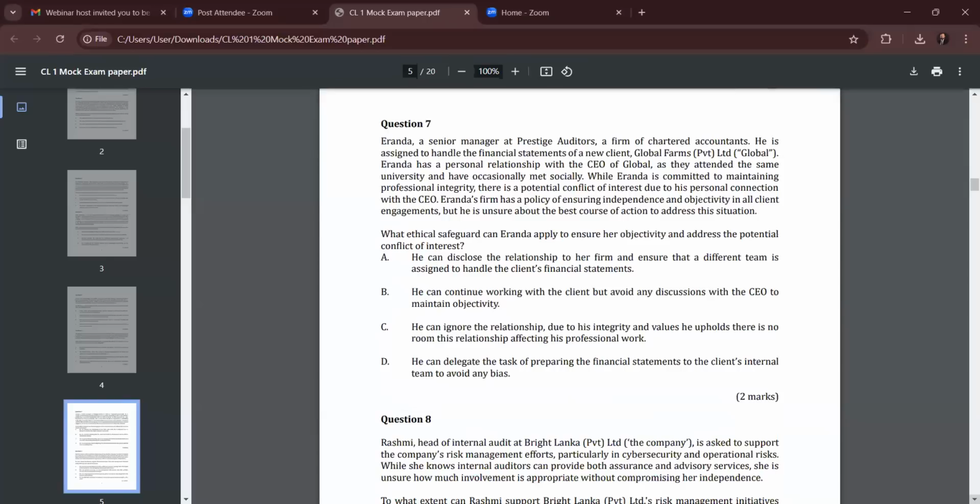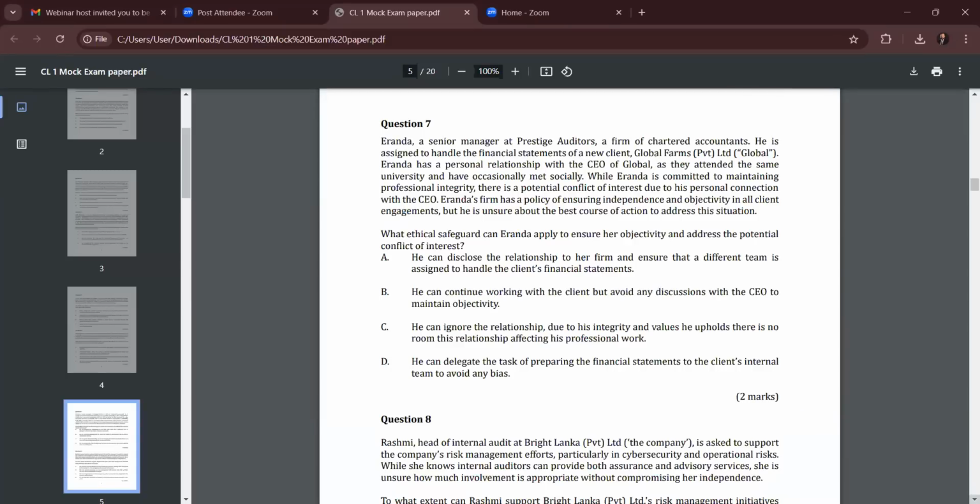Look at question number 7, everyone. Eranda, a senior manager at Prestige Auditors, a firm of chartered accountants, is assigned to handle the financial statements of a new client, Global Farms Private Limited.